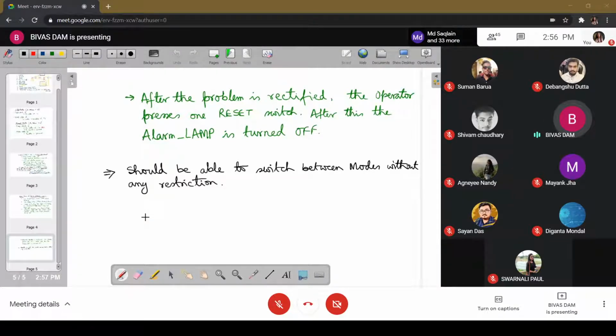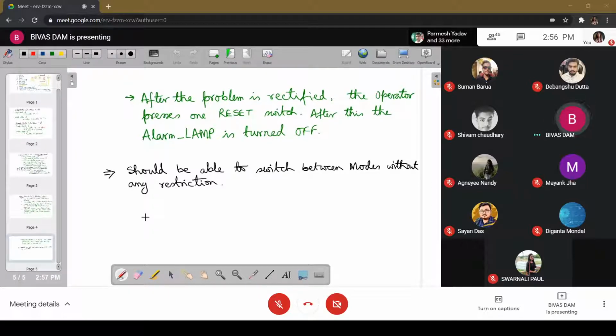He has rectified the problem, whatever it is. Whether it was an overload condition, he has taken care of that; whether there was a problem in the pipeline, he has taken care of that; or whether the sump was empty, he has taken care of that. Whatever it is, to indicate to the system that the fault has been rectified, the operator now presses the reset switch.